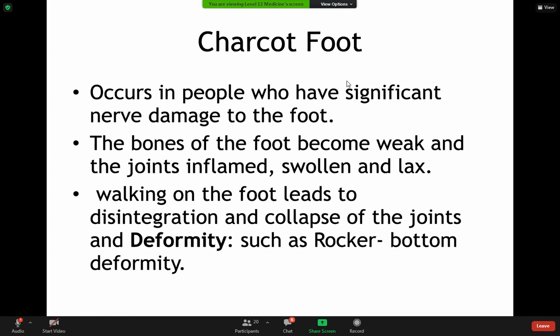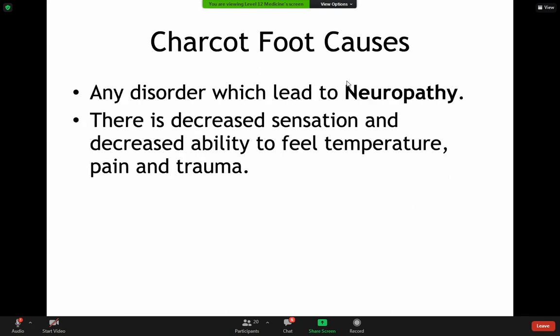Okay, now moving on to Charcot foot. Charcot foot occurs in people who have significant nerve damage to the foot, so it can happen in diabetic people or patients with other causes of peripheral neuropathy where they have damage to the nerves in the foot. The bones of the foot become weak and the joints become inflamed and swollen, and there is laxity in the joints. So walking on the foot leads to disintegration and collapse of the joints and deformity. And the classic deformity is called a rocker bottom deformity.